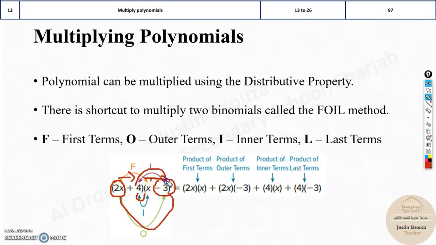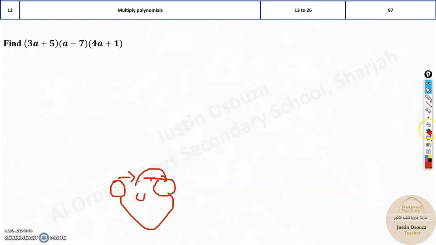Last of the second binomial, 4 times negative 3. That's it. Simplify and you will get the answer. So this is the FOIL method. We will now simplify. You can use the FOIL method or the distributive method. It's ultimately the same thing. Your answer will be the same.